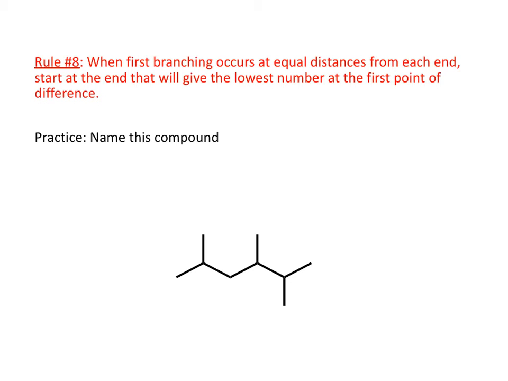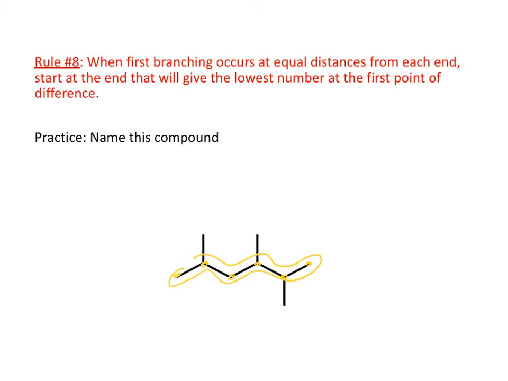The final rule, rule number 8: when the first branching occurs at equal distances from the end, start at the end that will give the lowest number at the first point of difference. So let's first look at the longest carbon chain. That's going to be this one in yellow. That has 1, 2, 3, 4, 5, 6.